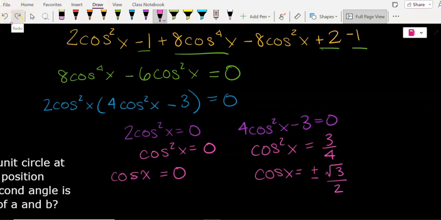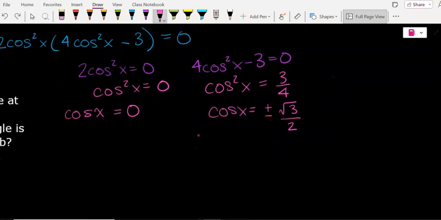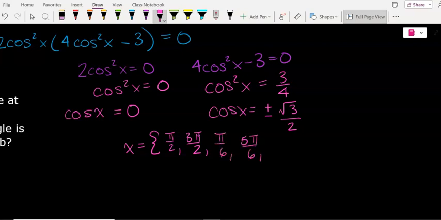Okay. And now all I need to do is go ahead and say, where does that even happen? So now I have x is equal to, well, where does cosine equal 0? That's at pi over 2 and 3 pi over 2. Okay. And where does cosine equal positive root 3 over 2 or negative root 3 over 2? And that happens at all of my pi over 6s. So I've got pi over 6, 5 pi over 6, 7 pi over 6, and 11 pi over 6.